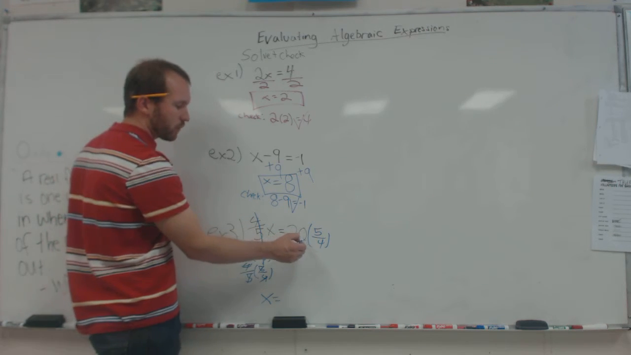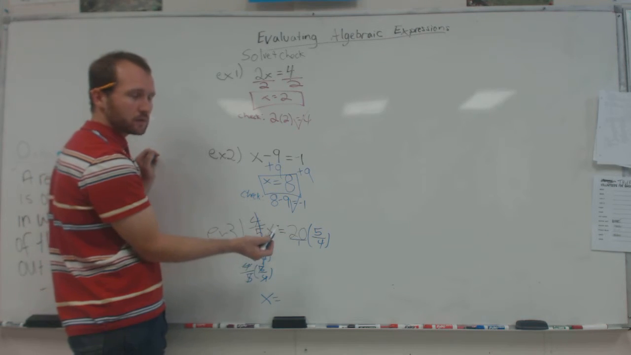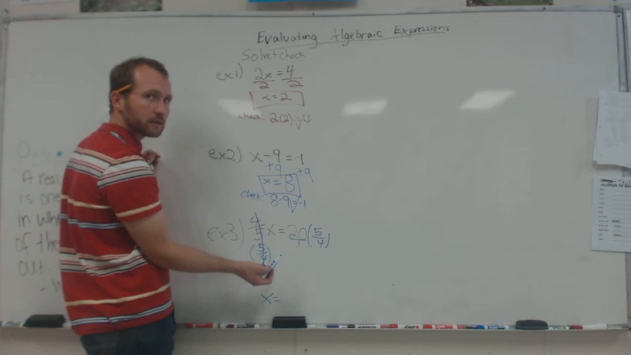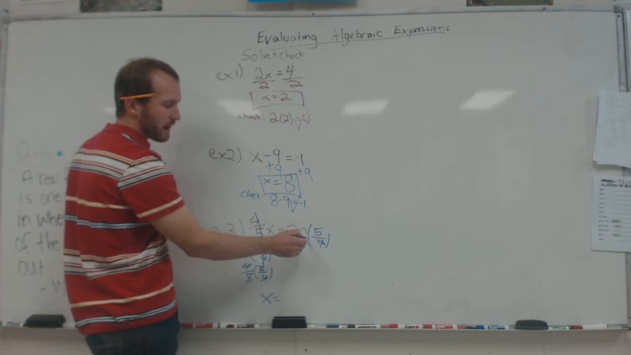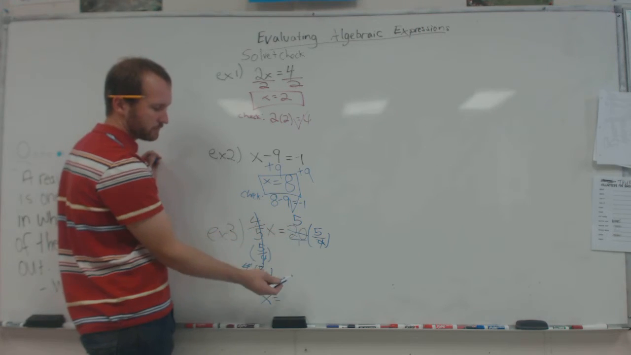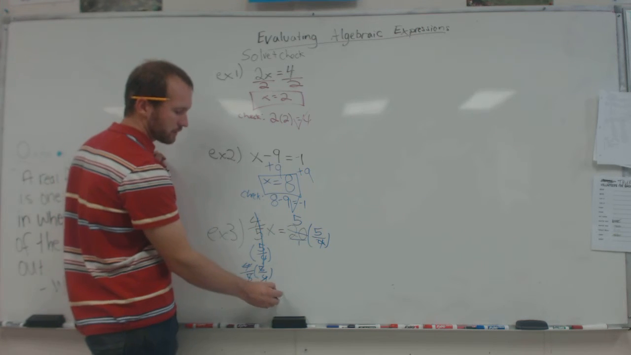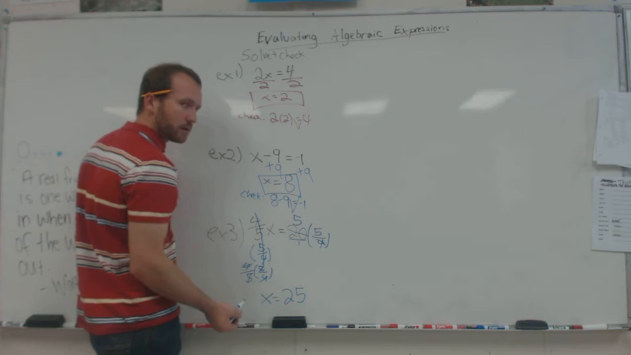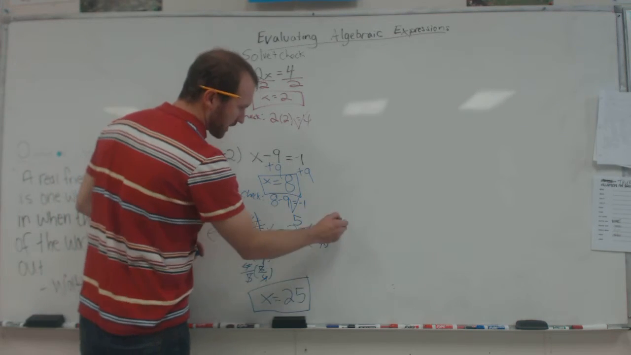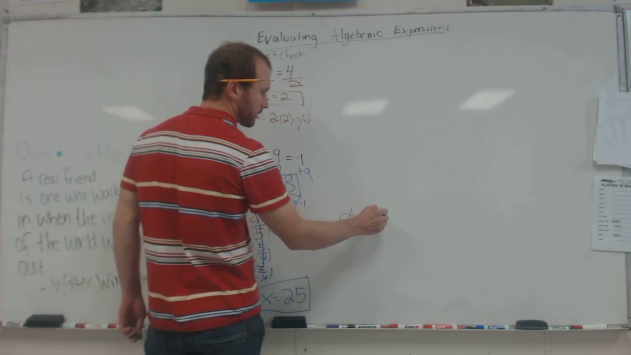Let's put the 20 over 1, if that helps you to see this. 20 cancels with the 4, leaving us 5. Now we have what over here? 5 times 5, which is 25. Now I'm going to check that. So here's my answer. Here's my check. To check, I'm going to plug it in.